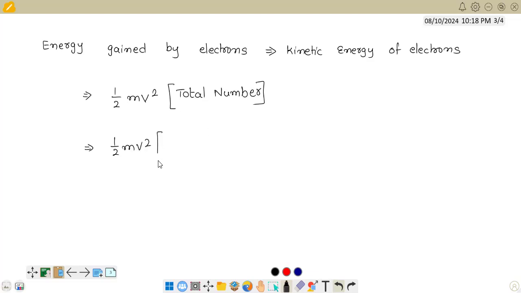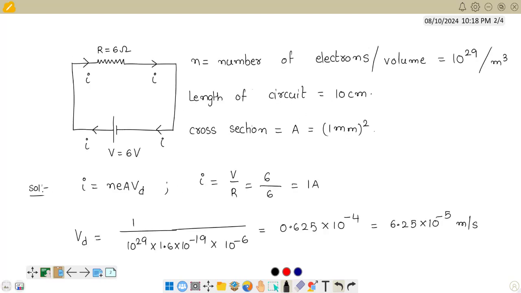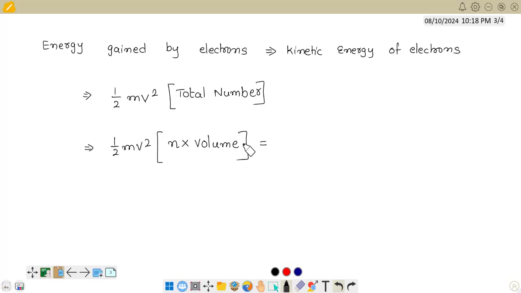The total number would be the number per unit volume into volume. N is the number of electrons per unit volume. If I multiply with volume, you will just get the total number. So half mv square into N into volume. What is the volume of a cylinder? A wire is approximately like a cylinder, and the volume of a cylinder is area into length. So we can write A into length as our volume.